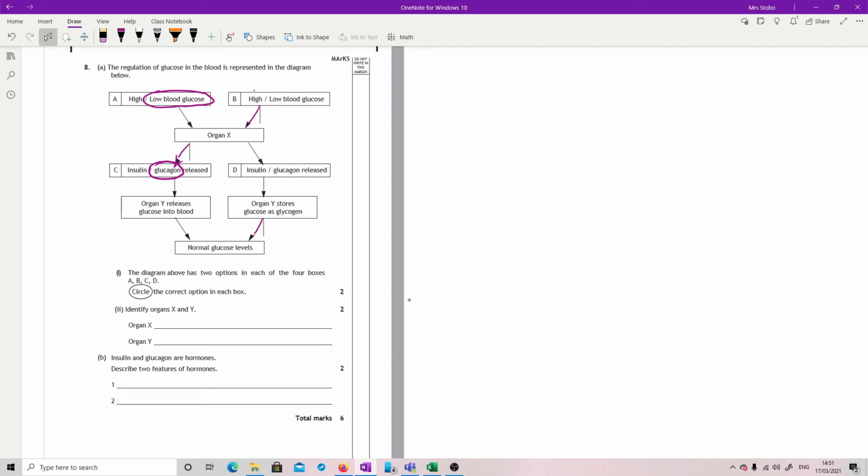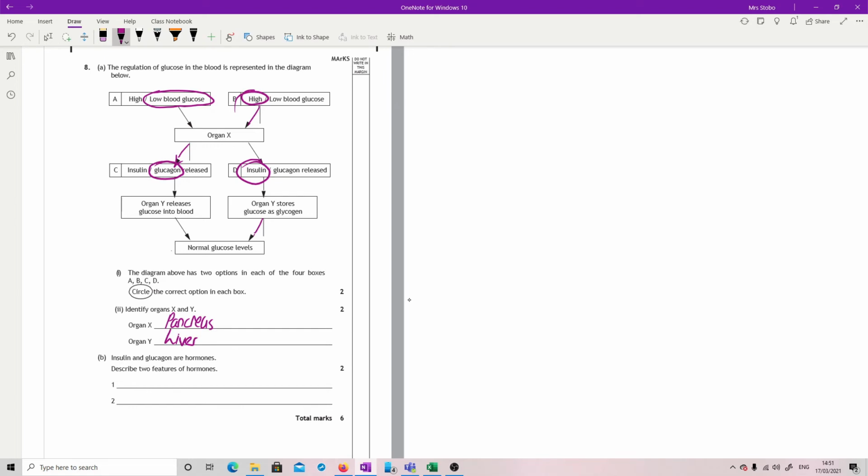On the other side, we must have had high blood glucose, which when that was realised, organ X responded by producing a lot of insulin, as in get that glucose out of the blood, so into the cells, out of the blood, stored as glycogen, and then we go back down to normal. So X, as I said, was the pancreas, and Y is the liver.